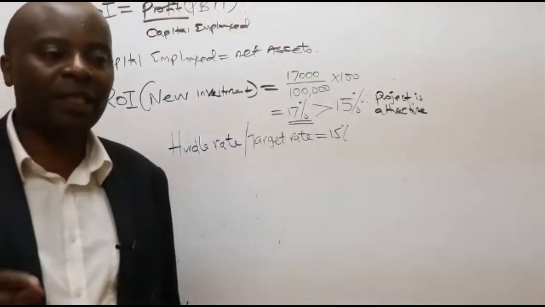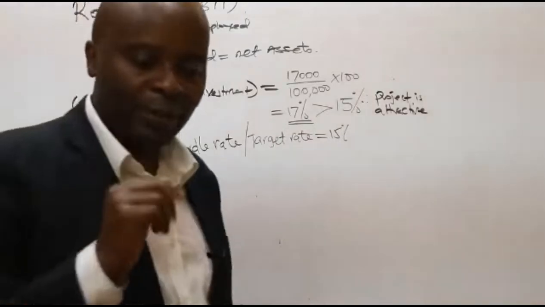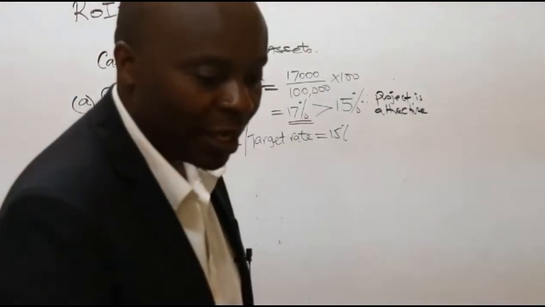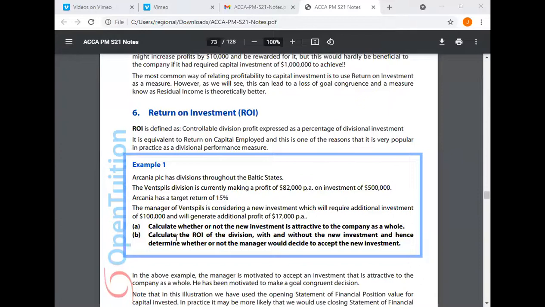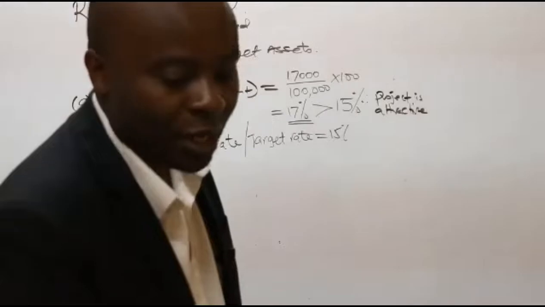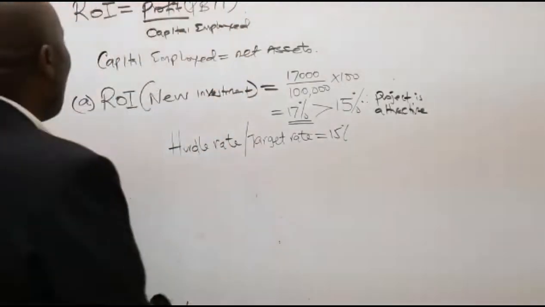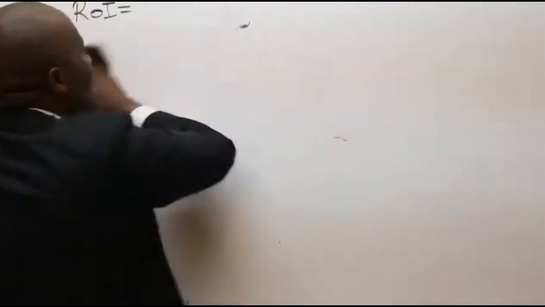To understand this very well, Karanja, please allow me to look at part B. You'll be able to discern this better. What is part B telling us? To calculate the ROI of the division with and without the new investment, and hence determine whether or not the manager will decide to accept the new investment. If I'm the one doing this, first of all, I'll give them the ROI without the new investment. So I'll write there, ROI without the new investment.